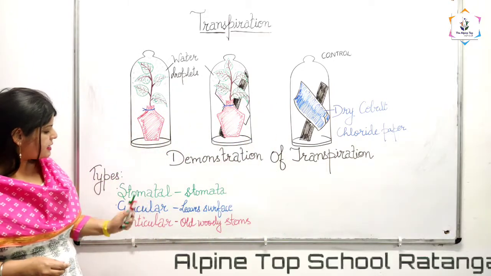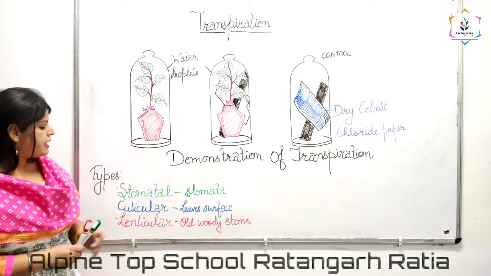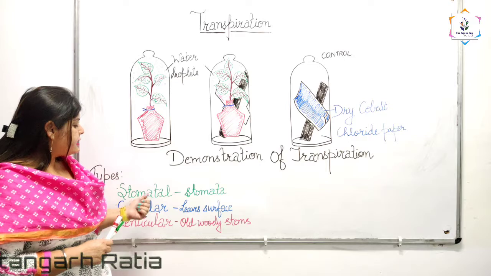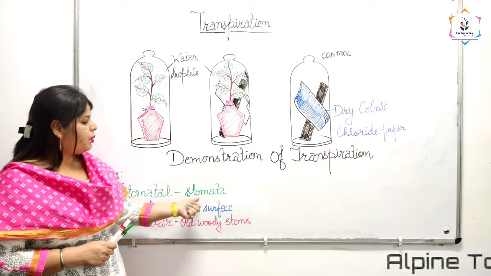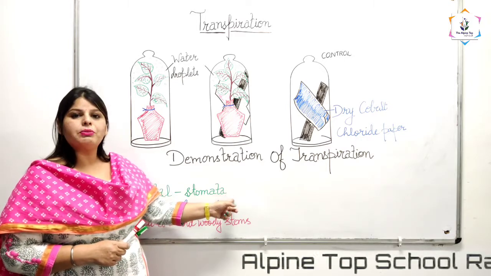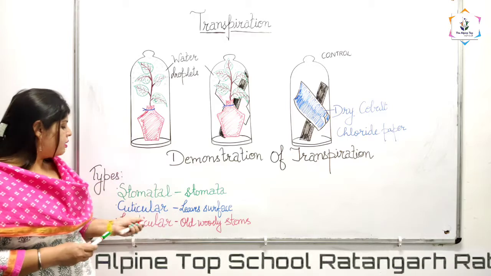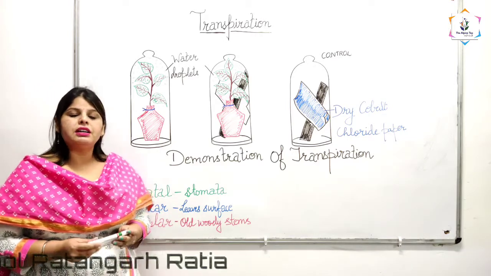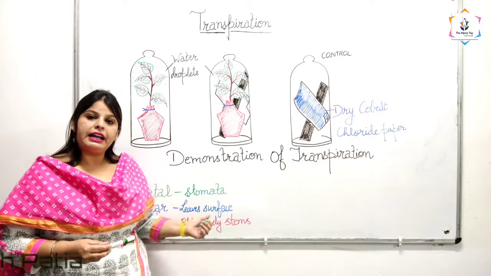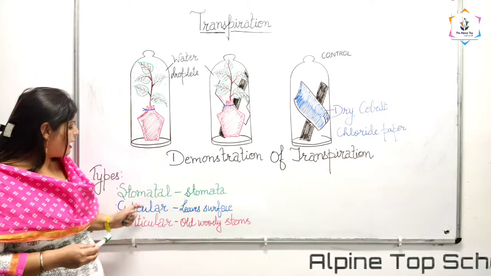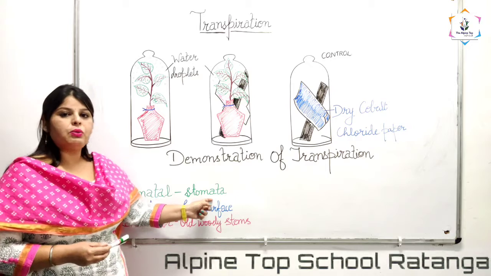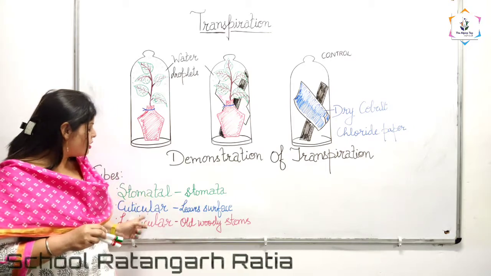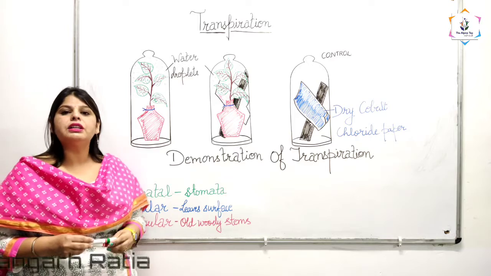First one is stomatal, second one is cuticular, and the third one is lenticular. As the name indicates, in stomatal transpiration, loss of water is through the stomata of the leaves. In the second one, cuticular, it occurs on the surface of the leaves. There is a difference between cuticular and stomatal: in the stomatal one, loss of water is through the stomata of the leaves, but in cuticular, it occurs directly through the leaf surface.